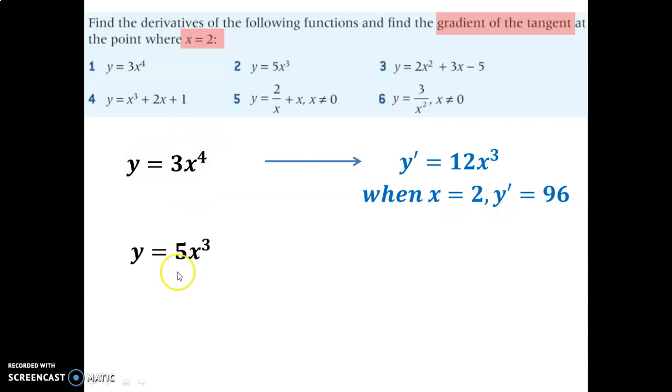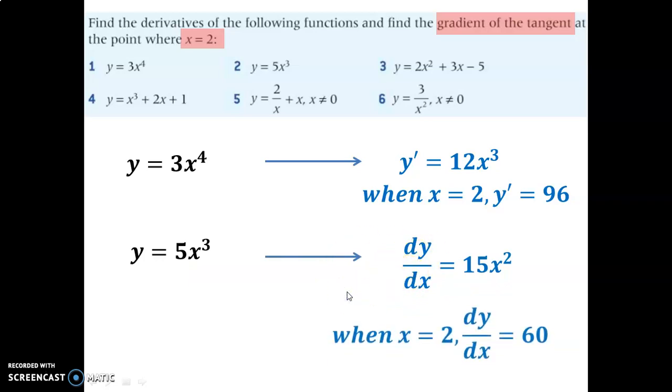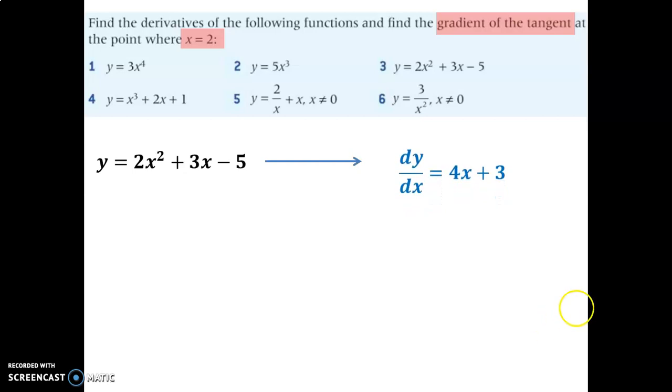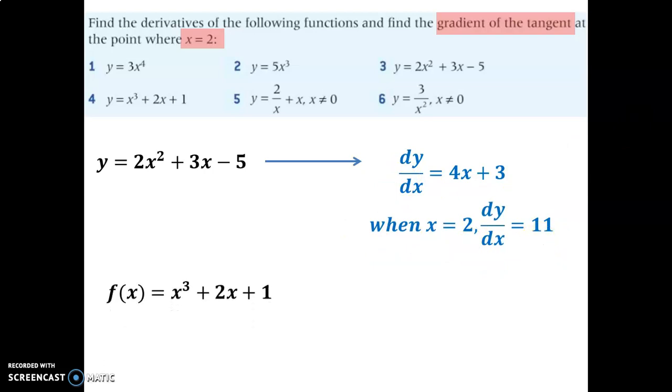Alright, try the next one, this one here. Okay, great, check your work. Here's the derivative. I'm using the different notation, and this is the slope at x equals 2. Next one, try this one here. Here is our derivative. Again, I'm using this notation now. And then when x equals 2, the slope is 11. Next one, try this one. Here's the derivative. And now the slope when x equals 2 is 14.